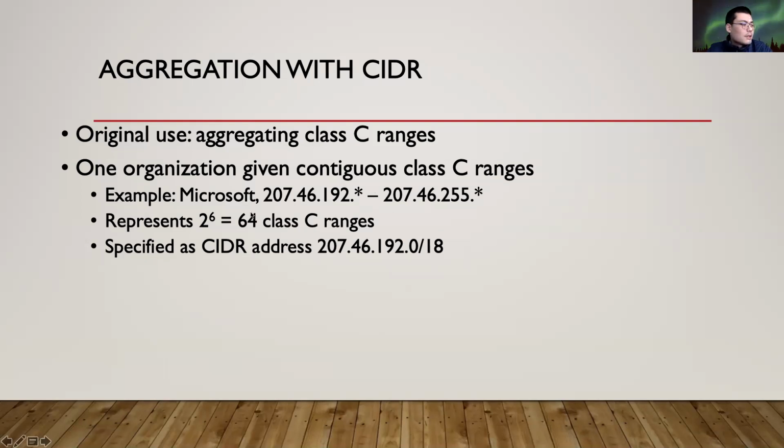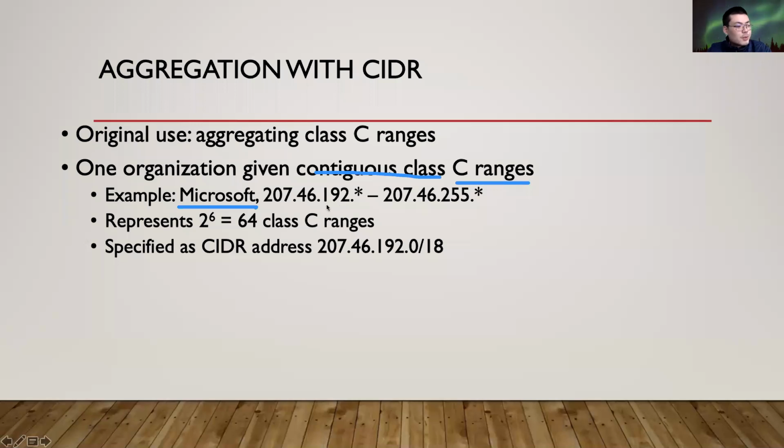So, aggregation with CIDR. The original use is to aggregate class C ranges, because a class C range can only support 256 machines. This is too small, because these are for the network. For example, a company like Microsoft definitely has more than 200 machines, so you need multiple, continuous class C ranges.